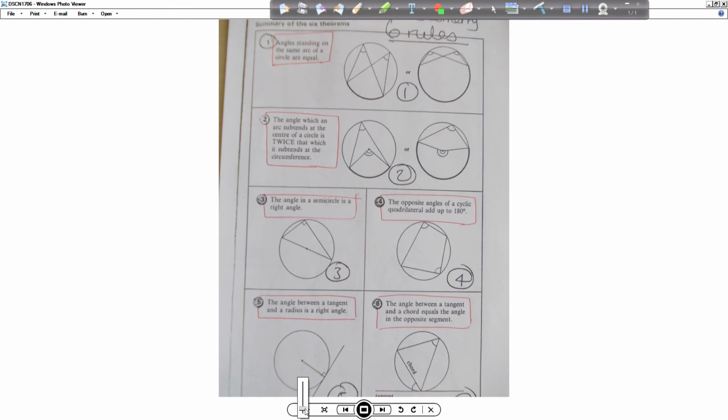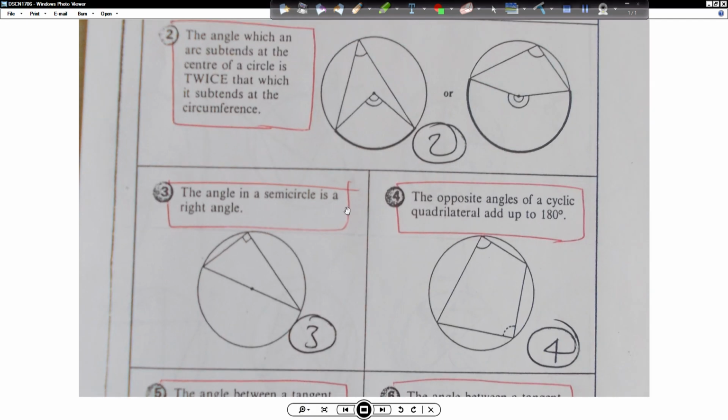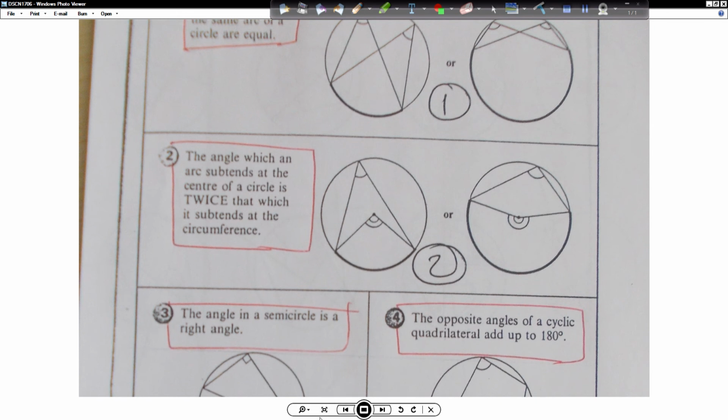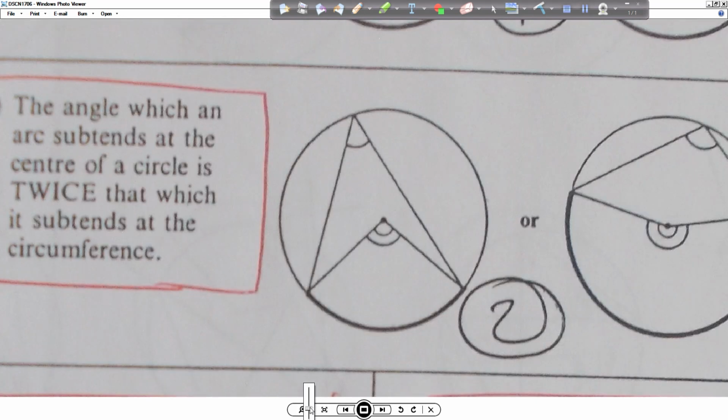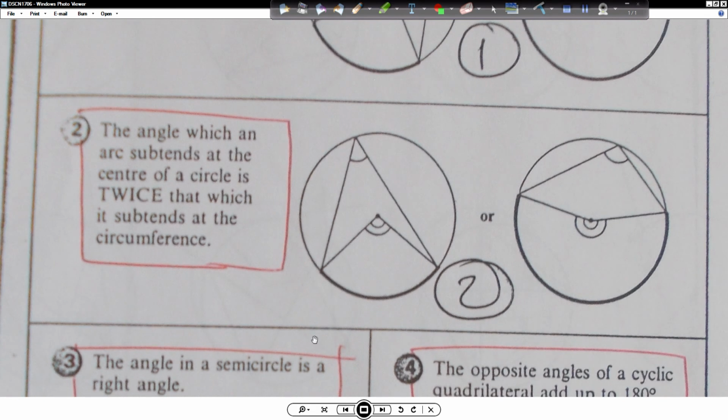We're looking at rule number 2 now, folks. So here's rule number 2. Who's reading rule number 2 to me?